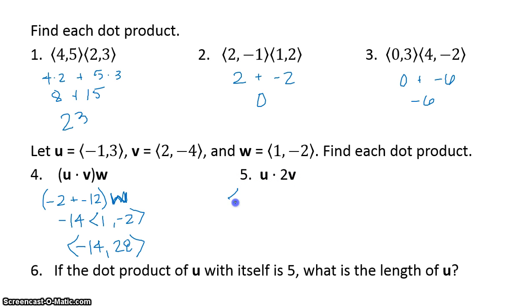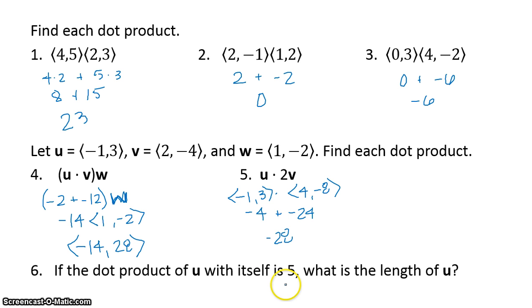Over here, when I do u times 2v, that's really going to be 4, negative 8. Multiply my first ones, multiply my second ones, add them, I get negative 28. So sometimes with dot products, you should just get a number, but if you then have a dot product times another vector, you will end up with that vector as your answer.